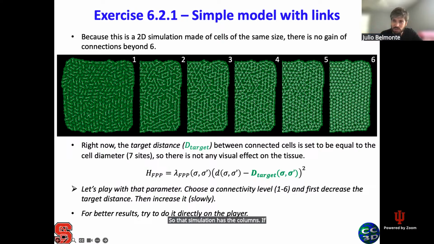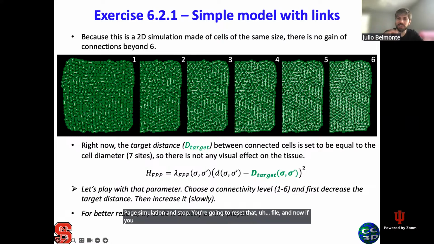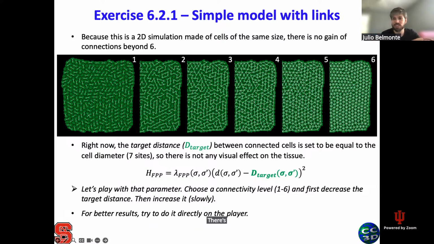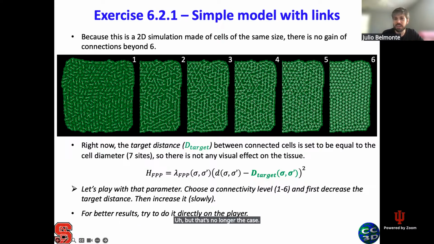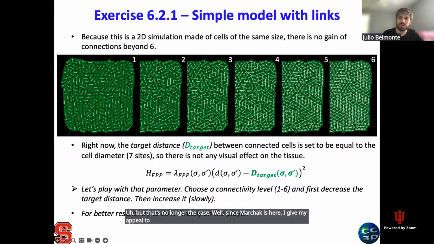If you reselect the colors, play the simulation and stop, you're going to reset that file. And now if you share your code with someone else, that person is going to inherit your colors. Okay. It used to be that you could specify the colors of the cells in the code, in the XML file. But that's no longer the case. And since Maciek is here, I make my appeal to Maciek to restore that command because I thought it was very useful.